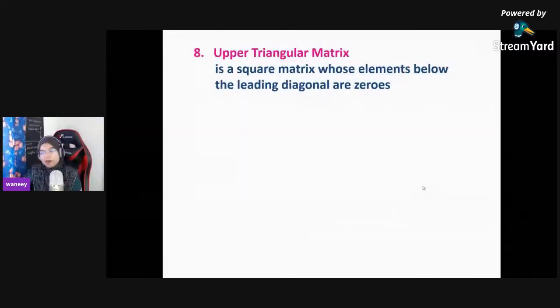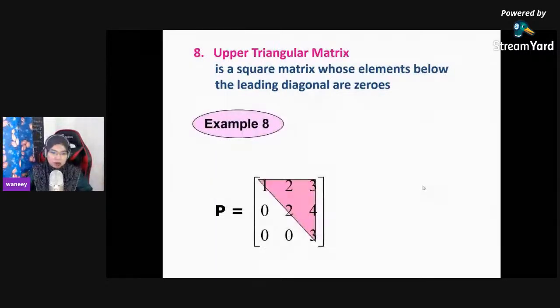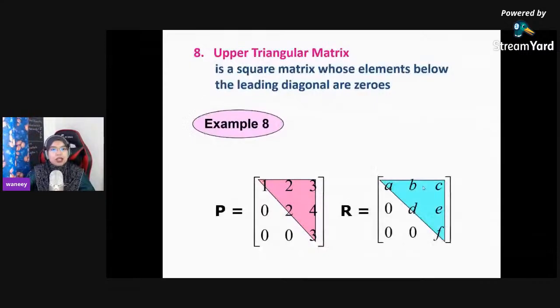Of course, if we have lower, we do have something called the upper triangular matrix. Almost similar, except that now all elements below the leading diagonal are zeros. So tadi dekat atas, so sekarang kat bawah lah. Okay, so those are upper triangular matrices.